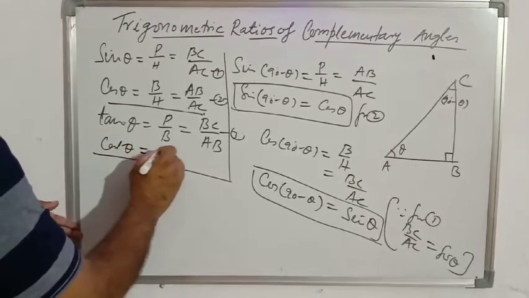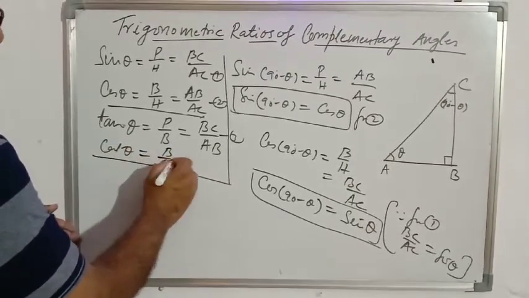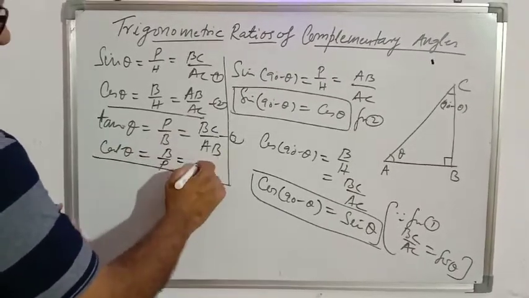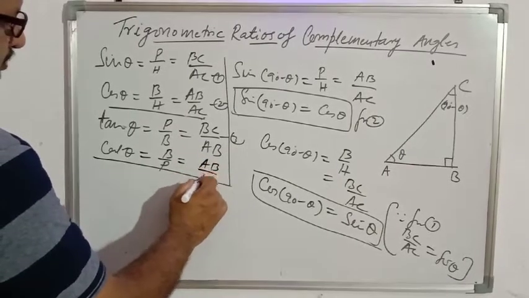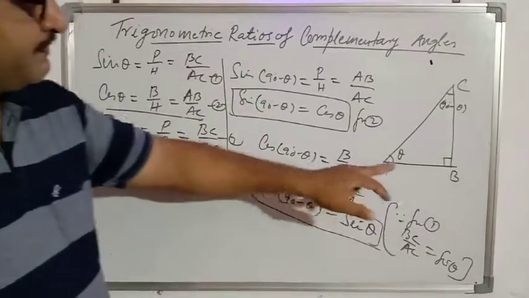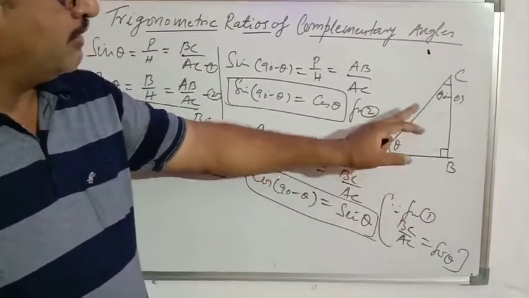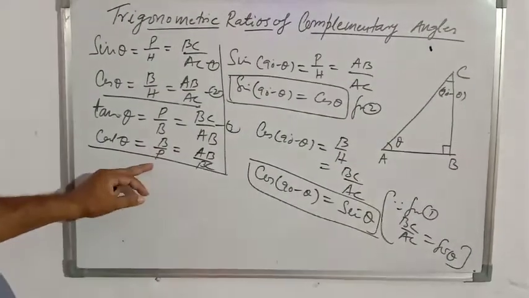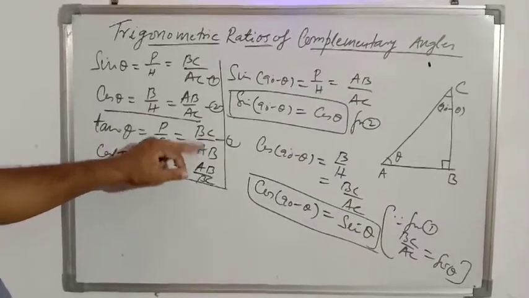Write cot theta here. Cot theta is base upon perpendicular. Base is AB, perpendicular is BC. Cot theta is the reciprocal of tan, so AB by BC.